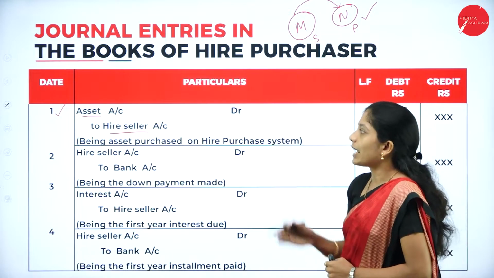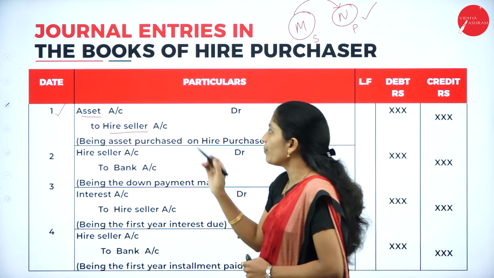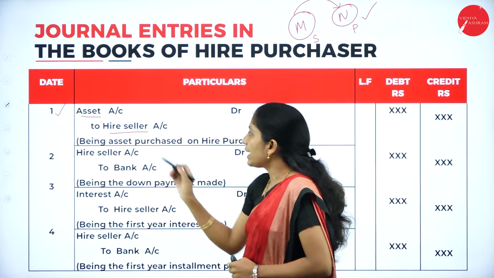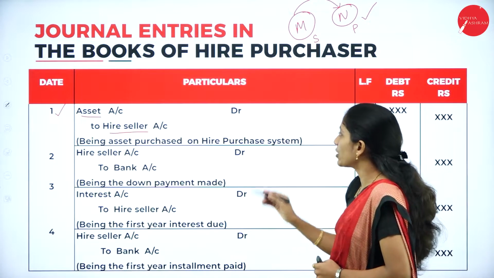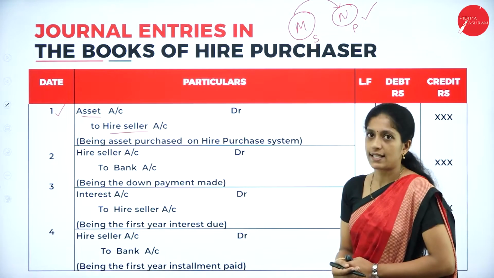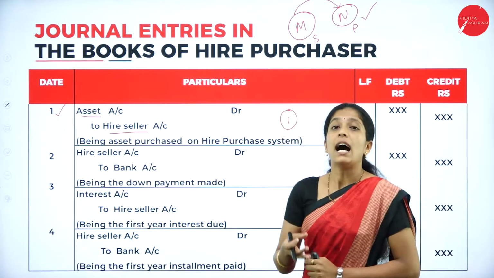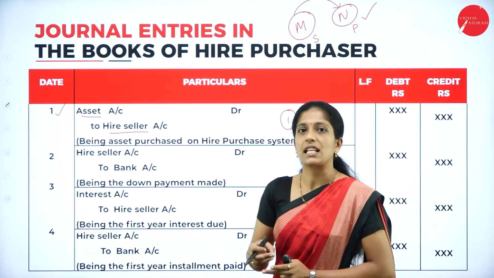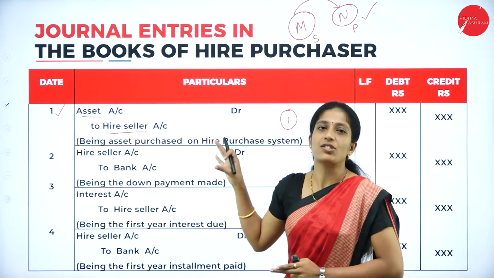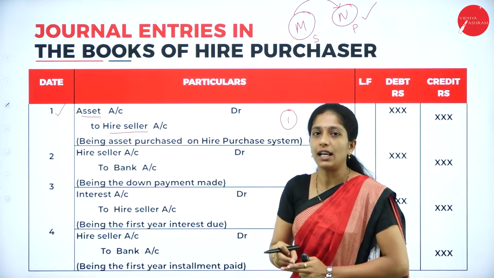Okay. So your entry will be asset account debit to hire seller account, and your narration being asset purchased on hire purchase system. So this entry is for hire purchase. Here the hire purchaser is going to receive the goods. So that is the first journal entry for receiving the goods.